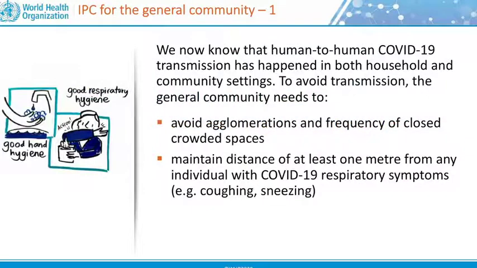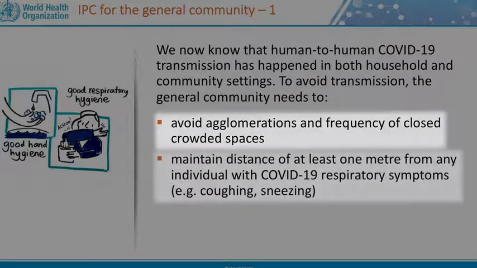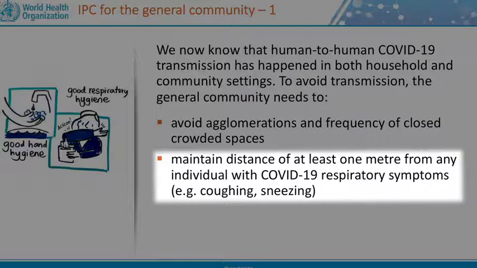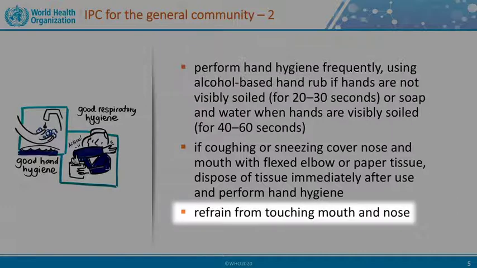To avoid transmission, the general community needs to avoid agglomerations and frequent closed, crowded spaces. They also need to maintain a distance of at least 1 meter from any individual who has novel coronavirus respiratory symptoms such as coughing or sneezing. Perform hand hygiene frequently using alcohol-based hand rub if hands are not visibly soiled for 20 to 30 seconds, or soap and water when hands are visibly soiled for 40 to 60 seconds. And also refrain from touching mouth or nose.